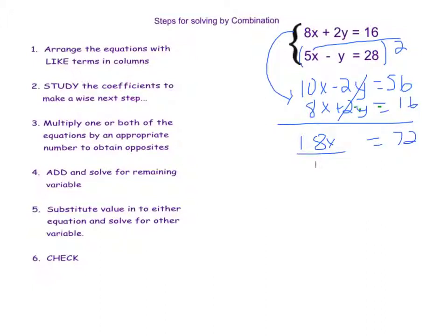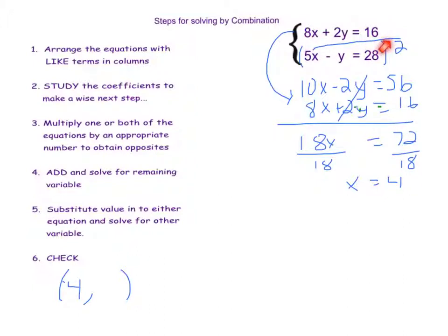So I'm going to divide by 18. So x is 4. So I'm going to come over here and write what I think is my answer, 4, for my x. Now, the next step is substituting that value, this 4, into either one of these, wherever it's going to be easiest. I'm going to just plug it into the first one for the sake of this.